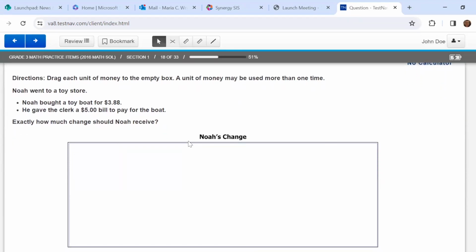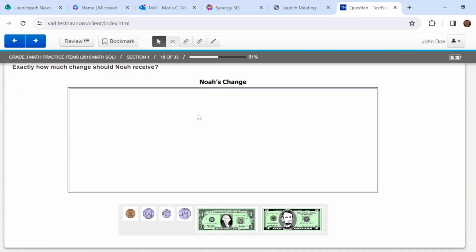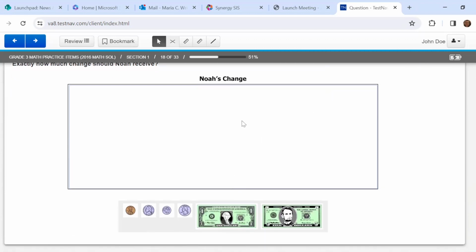Drag each unit of money to the empty box. A unit of money may be used more than one time. Noah went to a toy store. Noah bought a toy boat for $3.88. He gave the clerk a $5 bill to pay for the boat. Exactly how much change should Noah receive? And that's what we're going to show here.